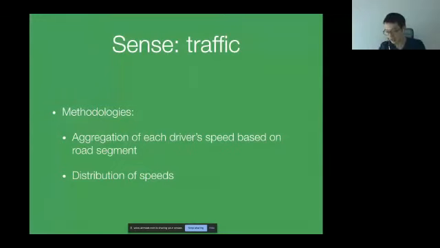But actually, the methodology to tackle this is a bit simpler compared to the previous two. Basically, we need to aggregate every driver's speed for each road segment. For example, we have 5 drivers passing by this road segment in the last 2 minutes. We have their speeds reported, let's say 30 kilometers per hour, 40 kilometers per hour. We just need to aggregate them together. Then we have an understanding of the average speed for this road segment.